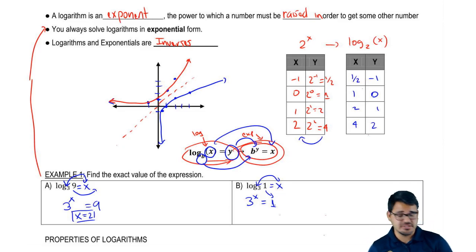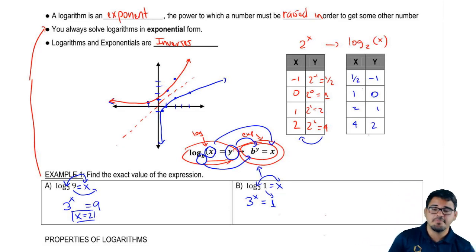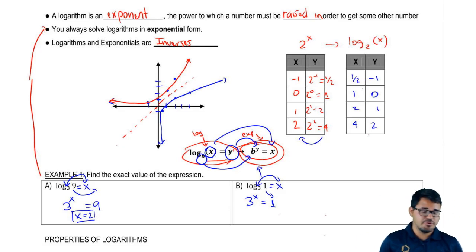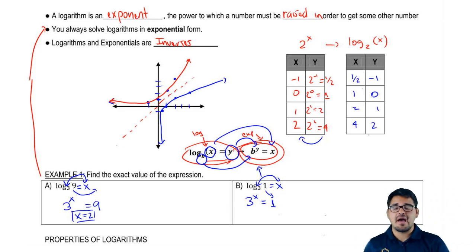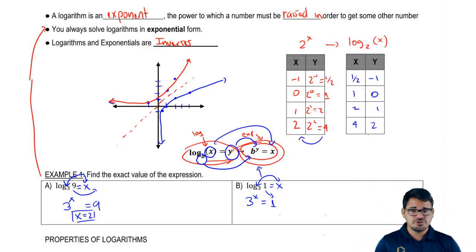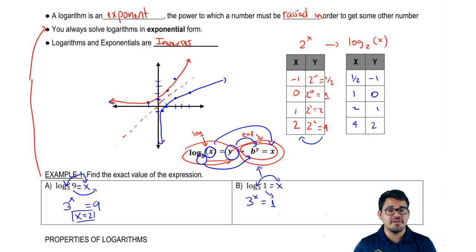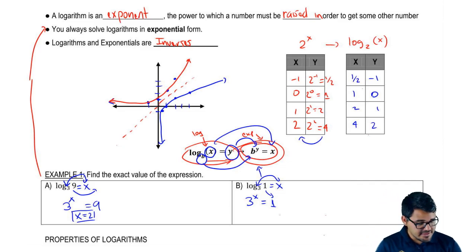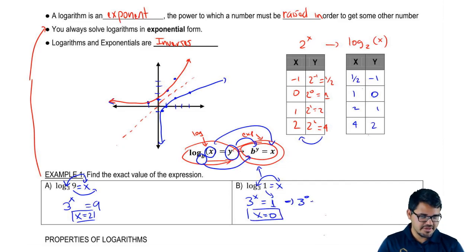If we have any questions, we come over here and check it with our formulas, and we should get the same thing. So 3 to the what power is going to give you 1? Remember that anything to the 0 power gives you 1. So in this case, x is equal to 0 because 3 to the 0 is equal to 1.